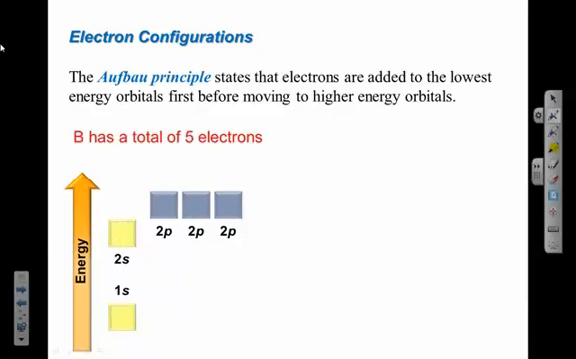If I want to go to 5 electrons, now I have to put 1 into the 2p. Does it matter which of the 3 2p I put it in? No. Does it matter whether I draw it as an up arrow or down arrow? No. Because there's no difference in energy between the 2px, 2py, and 2pz, and there's no difference in energy between spinning up and spinning down.